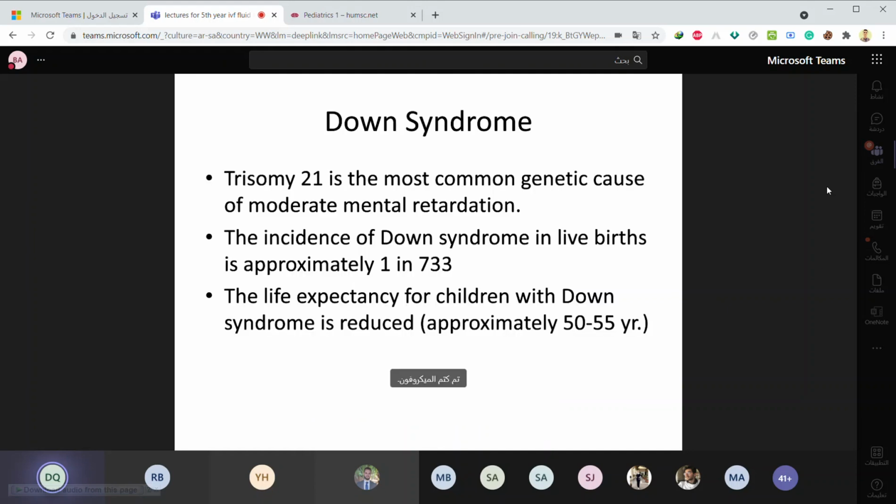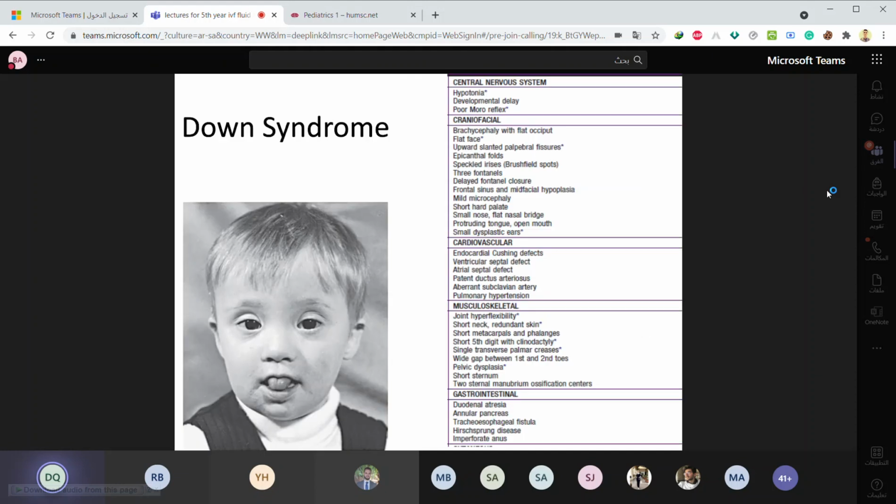Down syndrome is the most common genetic cause of moderate mental retardation. The incidence of Down syndrome in live births is approximately 1 in 733 births. The life expectancy of children with Down syndrome is reduced, approximately 50 to 55 years. In the past they used to say 40, now I think it has prolonged up to 60 years.